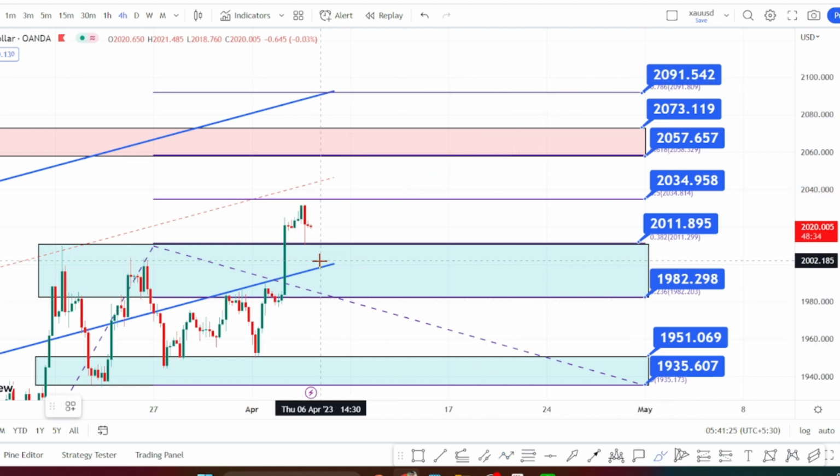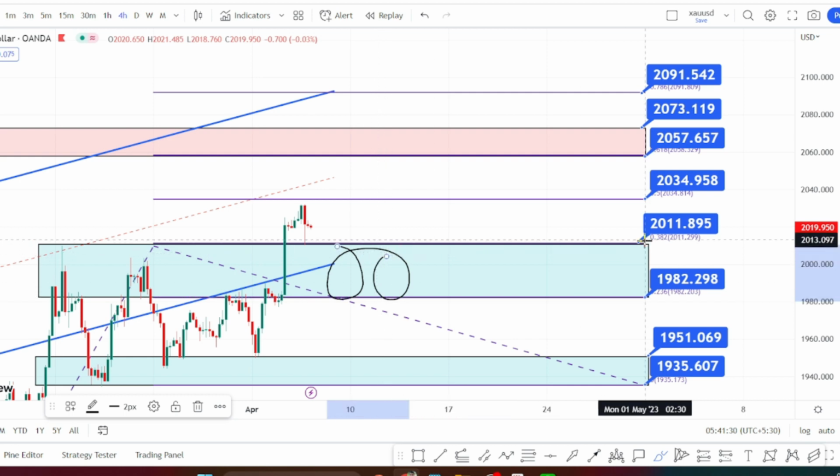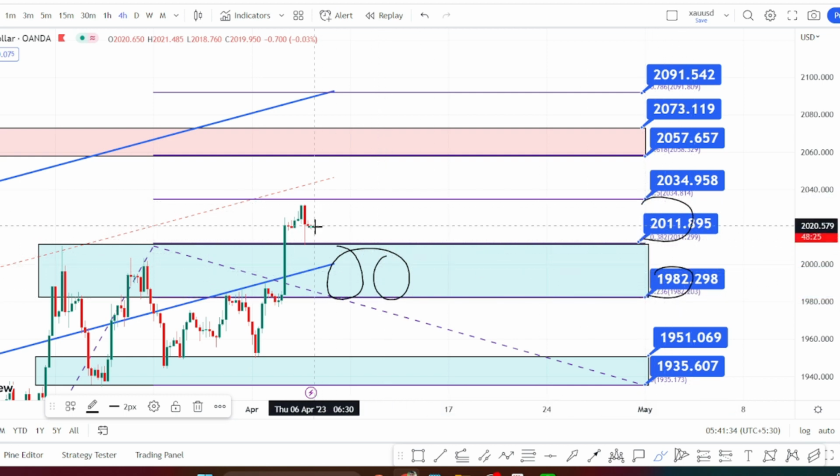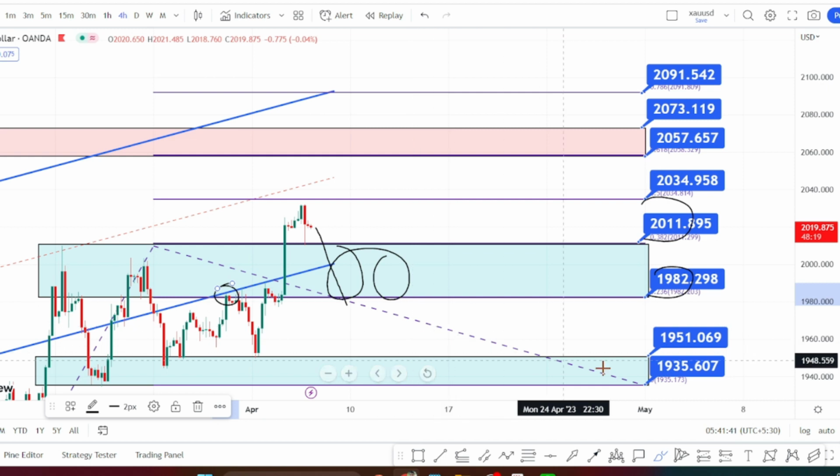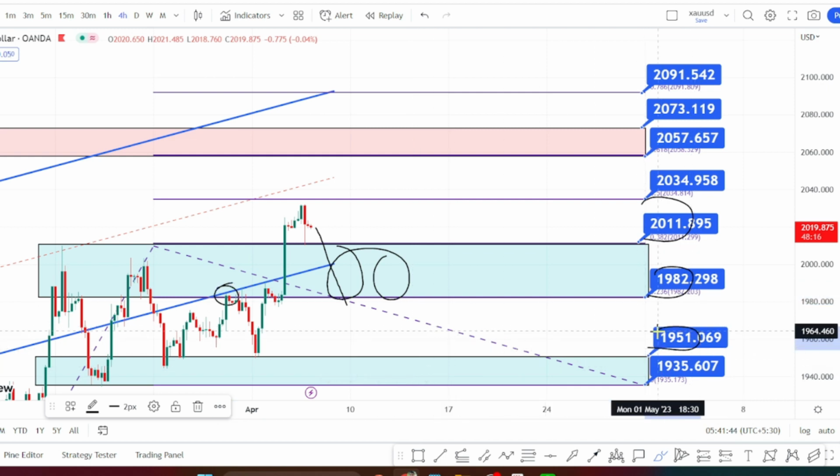And on the bearish side, wait for the price action to break this support zone between 2011 to 1982, and we can expect the bearish side retracement to start because it will be breaking the previous high also, and the next level of support is going to be around 1951 and 1935.